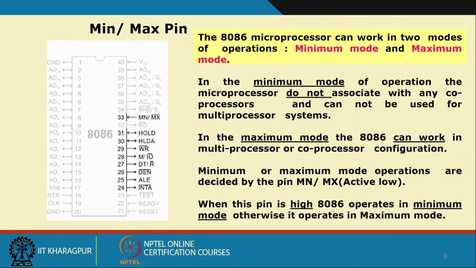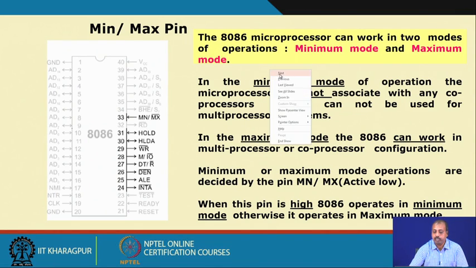When you are not using it with other processors, you should put it in the minimum mode. So this MN/MX line should be made equal to 1, because to put it in the maximum mode, we have to put it as 0. This way we can select the mode of operation.